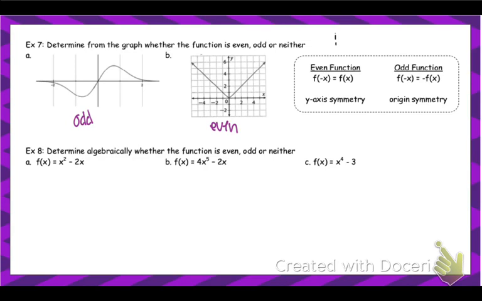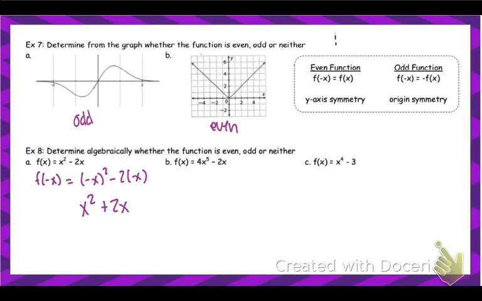All right, so algebraically, you can also figure this out. So algebraically, what we do is we replace x with -x. So let's look at the first one. I'm going to replace x with -x. All right, well, -x squared, if I take a negative times a negative, it's a positive. If I do -2 times -x, that becomes plus 2x.